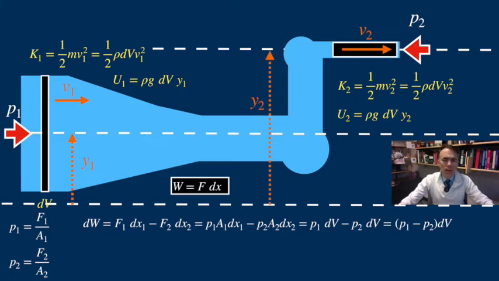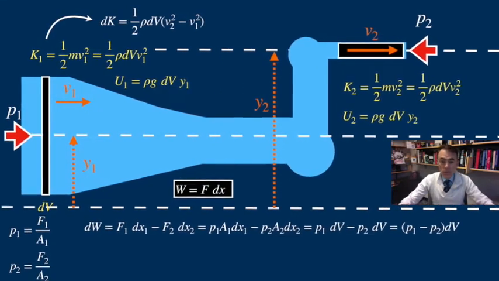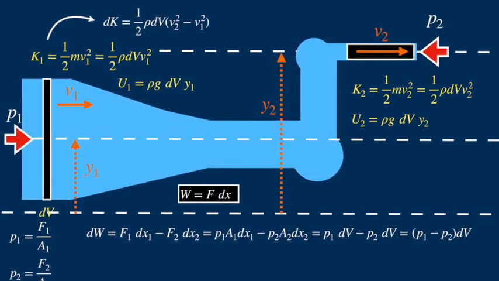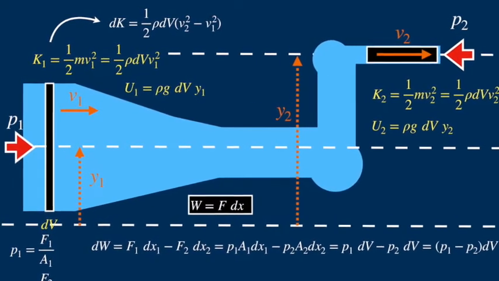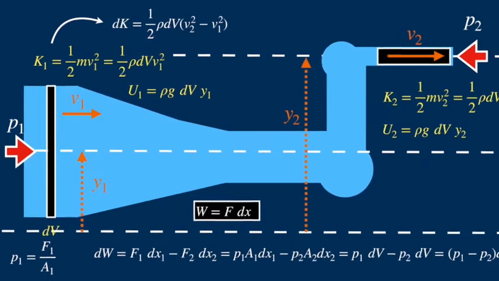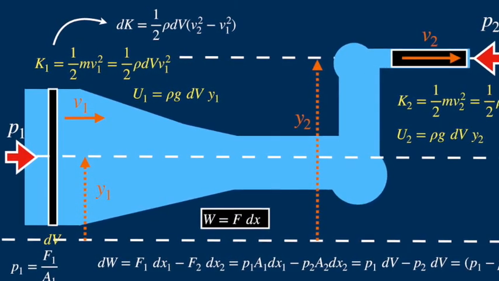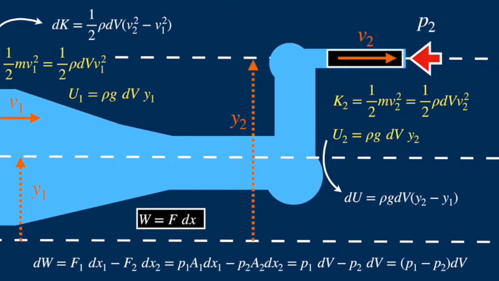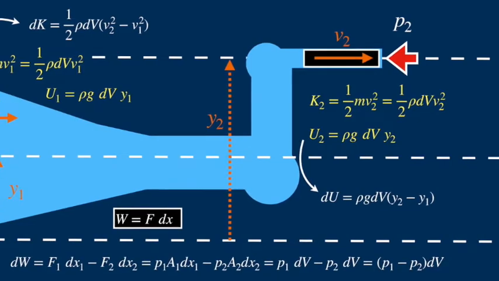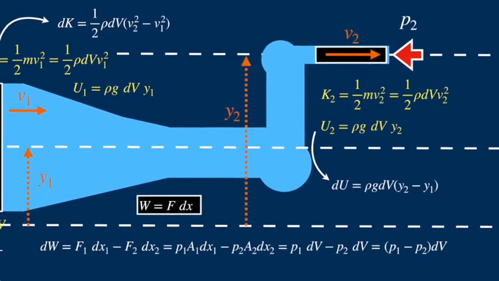The change in kinetic energy of the fluid is 1/2 of the mass, which is rho times differential of volume, times velocity squared. So the change in kinetic energy is 1/2 of rho dV (V2 squared minus V1 squared). For the change in potential energy, we have that dU is mgy2 minus mgy1.